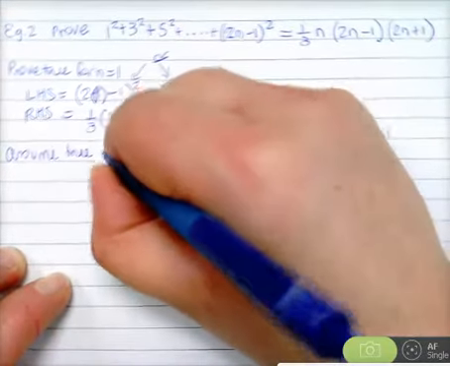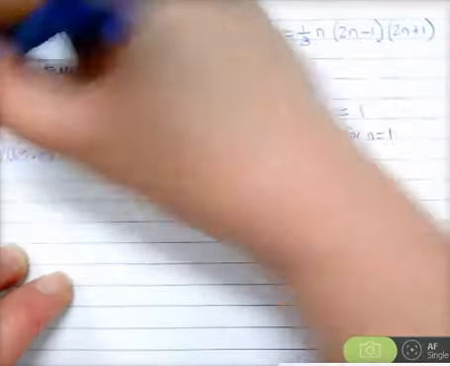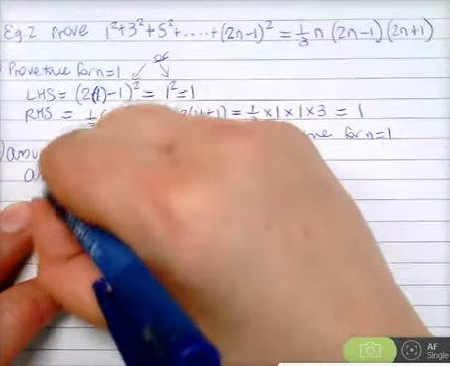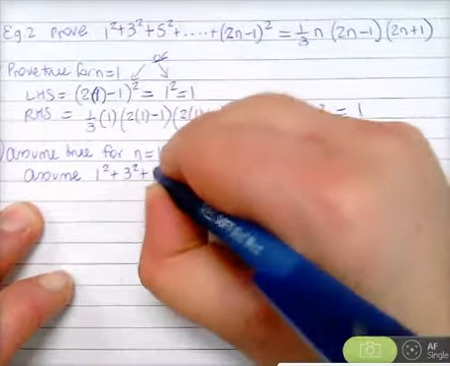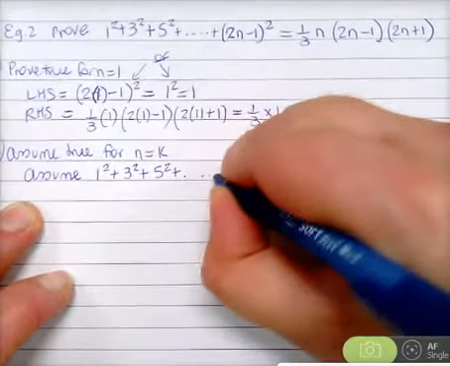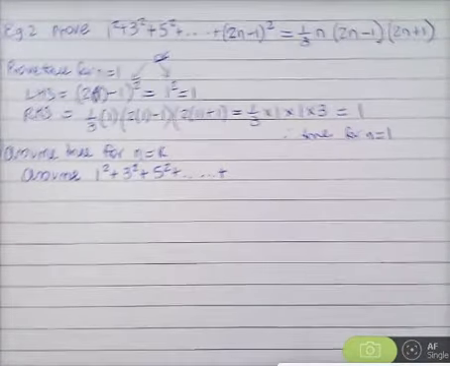So I should just write assume now. Do you know what I mean? Assume it's true. So in other words, we're assuming that 1 squared plus 3 squared plus 5 squared plus, just copy it all out and just replace the n with a k.